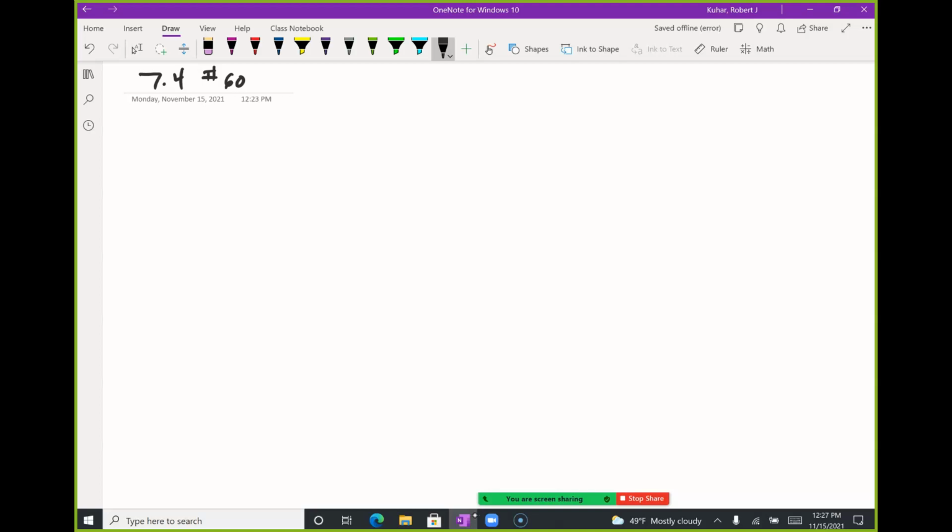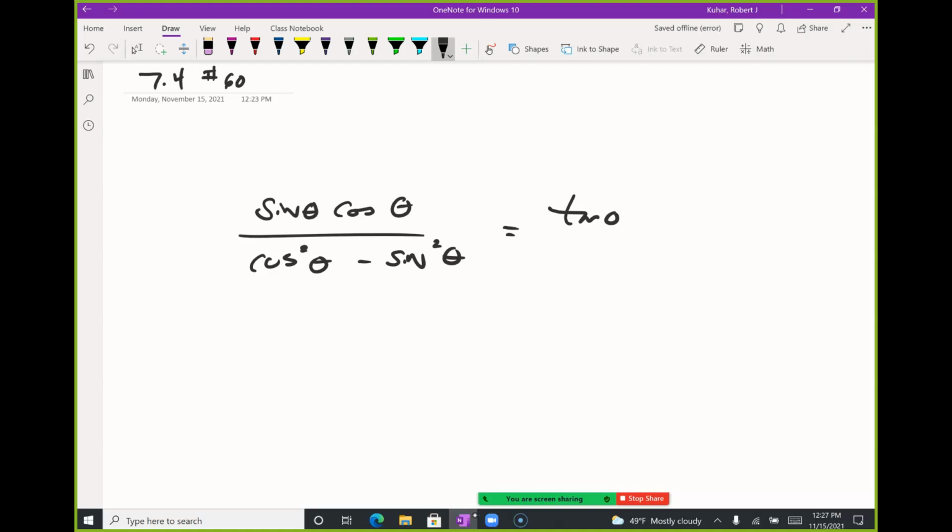So this is number 60. It says sine of theta, cos of theta, all over cos squared theta minus sine squared theta should equal tan of theta over 1 minus tan squared of theta. So I'm thinking the left-hand side is more complicated. So I've got sine times cos over cos squared minus sine squared, right? I first just write with sines and cosines, so I write a little bit less.